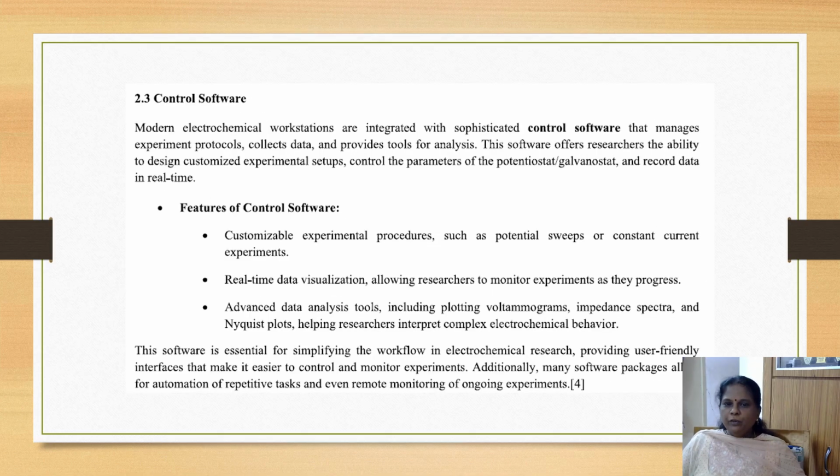In modern electrochemical workstations, we have sophisticated control software that manages experiment protocols, collects data, and provides tools for analysis. The features are that it is customizable, real-time data can be visualized, and we can analyze the data, plot graphs, and all the interpretation can be taken directly from the graphs. Therefore, this software is essential for simplifying the workflow in electrochemical research.